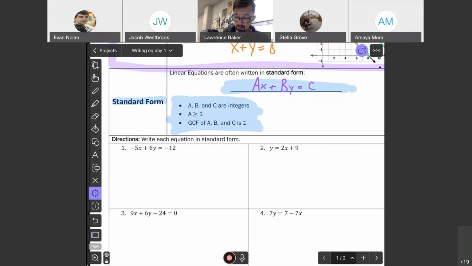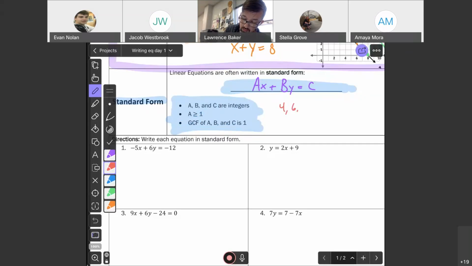And then this is something we haven't talked a lot about. You would have talked about it a little bit in Algebra 1. The greatest common factor of A, B, and C has to be 1. Essentially, this means that the numbers can't have anything in common, and if they do have something in common, then we need to take it out. Like if those were my A, B, and C, all of those numbers have 2 in common, so I would have to reduce them. Now they don't have anything in common.